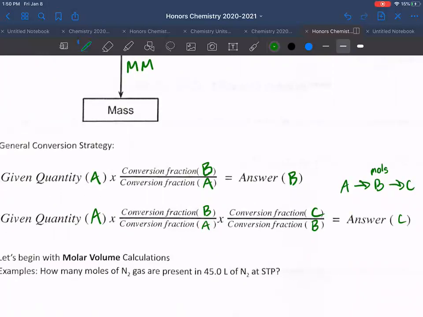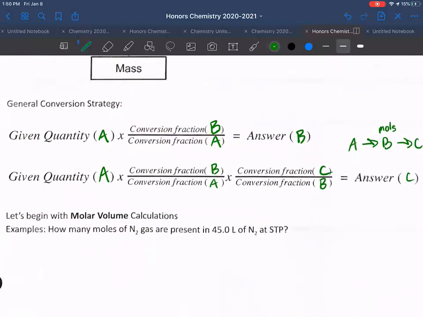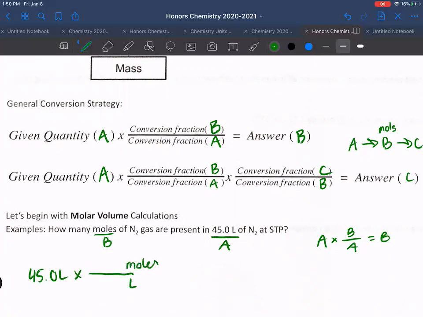Okay, so doing just a couple practice problems using molar volume calculations. It's asking how many moles, so that's probably going to be our B, are present in 45 liters, or A. So remember, our setup is going to be A times B over A is equal to units of B. Some setup like this. Or another way I talked about yesterday, start with what you know, 45 liters, which means we have to put liters on the bottom of the fraction and moles on the top.